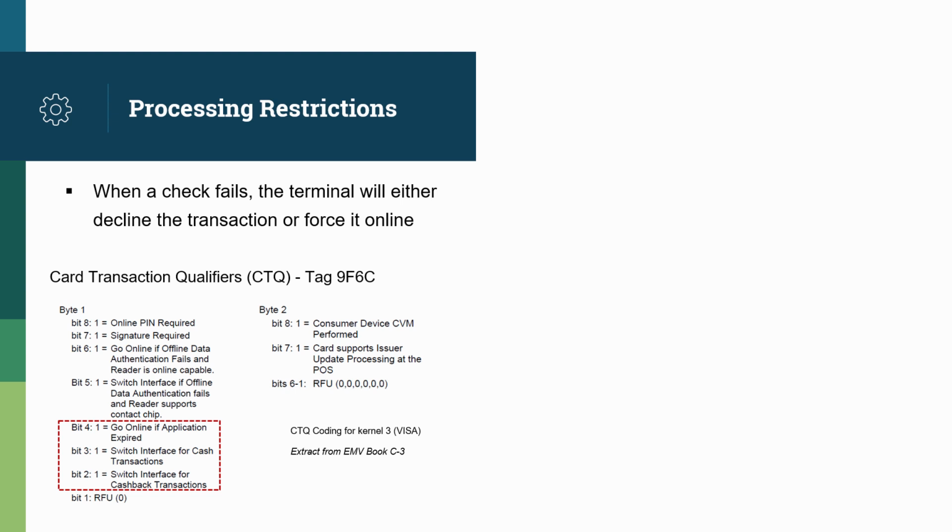So the terminal would check the value in tag 5F24 or tag 57 against today's date. And if the card application is indeed expired, and if that bit is set in the CTQ, it will force the transaction online. Likewise, the card issuer may instruct any terminal to fall back to chip insertion or to swipe if the transaction is for cash or includes cashback. Those are the two possible restrictions for Visa and UnionPay.